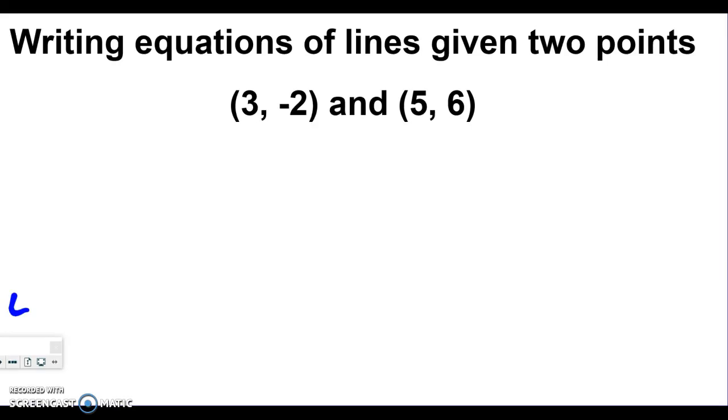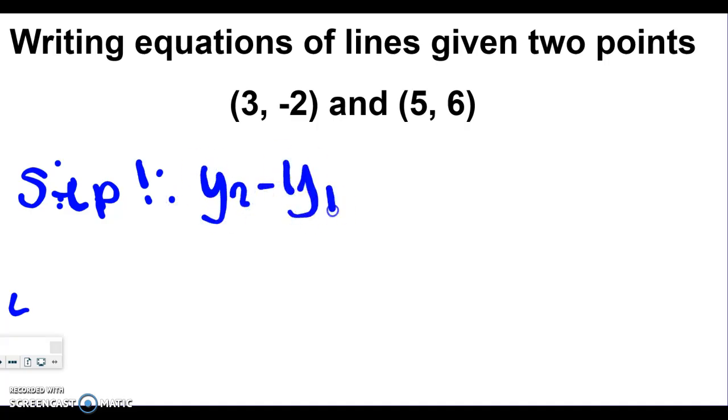Writing equations of lines given 2 points. Step 1 is to find the slope of the 2 points, which is y2 minus y1 over x2 minus x1.